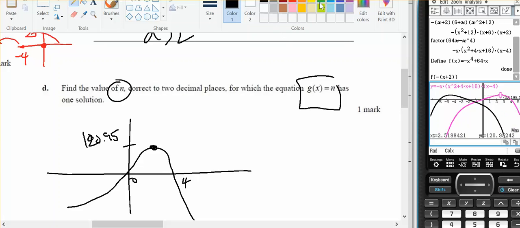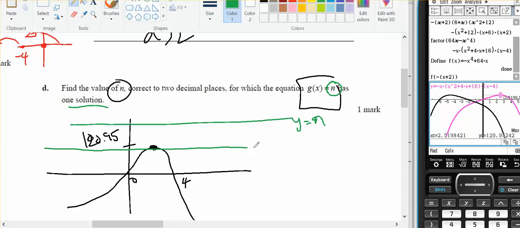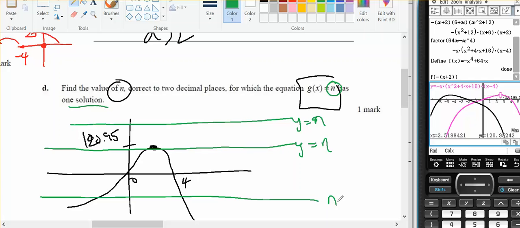Okay, so I am looking for equal to n. So this could be y equals n, and that gives me no solutions. If I'm looking for one solution, then my y equals n has to be there. If I was looking for 2, n could be down there. So for y equals n to have one solution only, this must be n. N must equal 120.95.